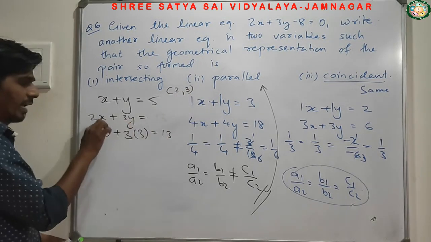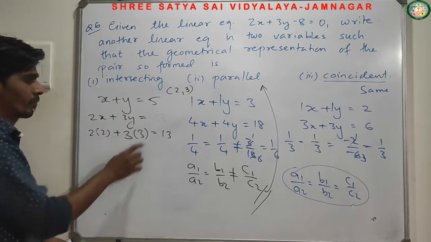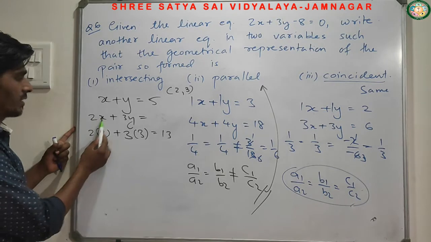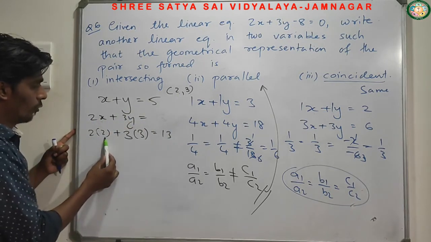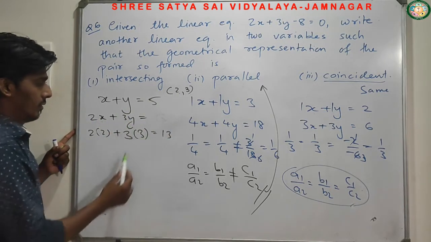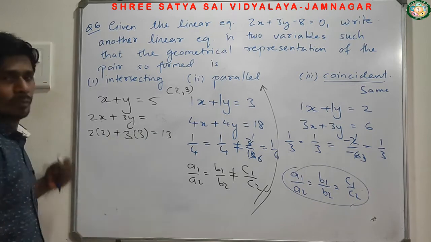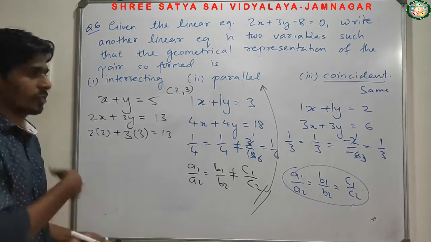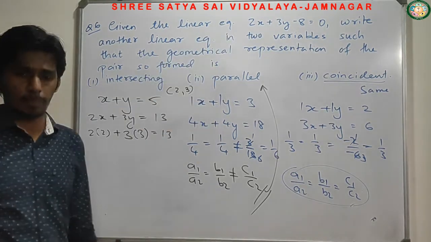x plus 3y, x plus 2y, x plus 5y. But here you can write any number. You have to calculate. In place of x, 2; 2 2s are 4 and 3 3s are 9. 9 plus 4 is what? 13. So this is how I got the 13. So like this we have to form an equation for this pair.